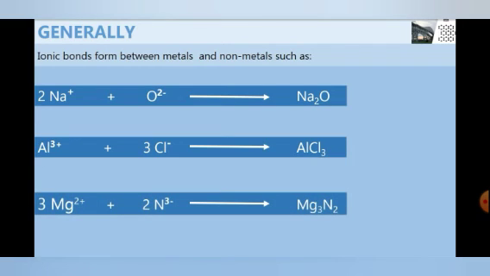Next we have magnesium and nitrogen, or nitride ion. We'll require 3 magnesium ions to combine with 2 nitride ions to form magnesium nitride. Try to figure out how we balance the number of electrons that are transferred. Remember, the number of electrons that are transferred from one atom to another must always balance by adding or reducing the number of atoms in formation of the ions.